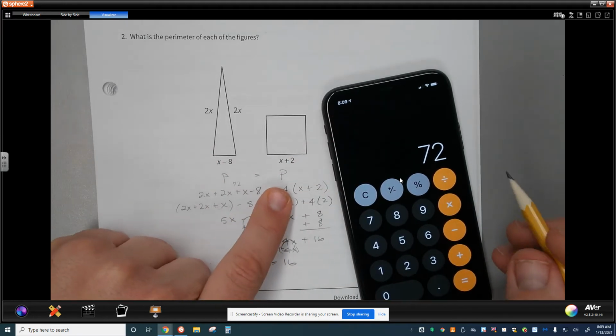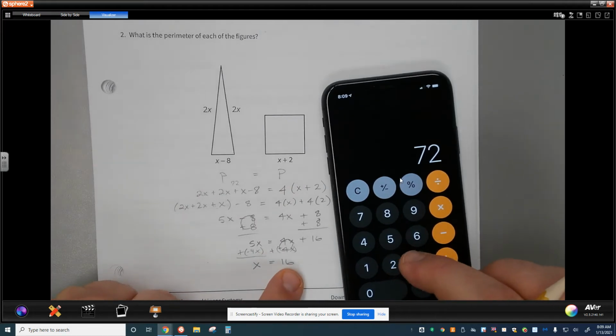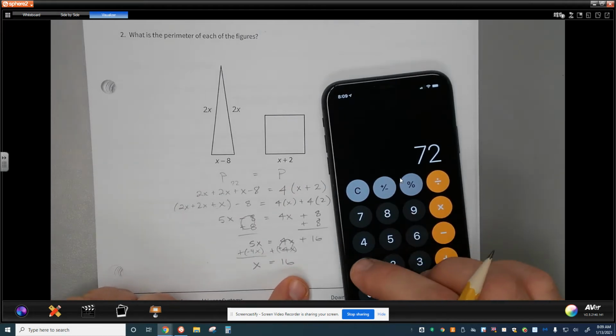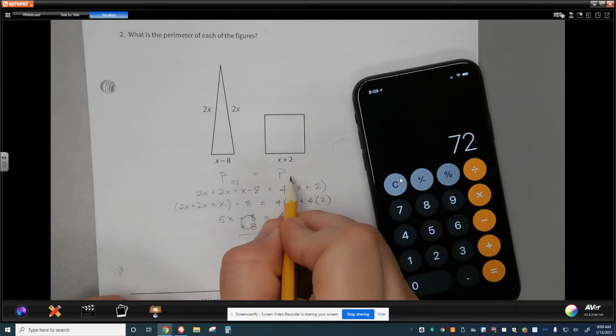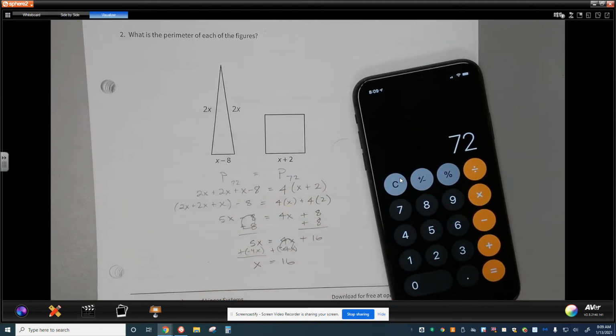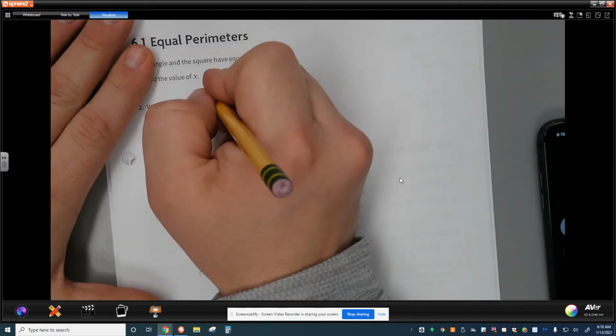And then let's go and talk about the perimeter over here on the right side, the square. We have 16 plus 2, which is 18, and 18 times 4 is 72. So we see that the perimeters are the exact same. So I know that 16 is my value for x.